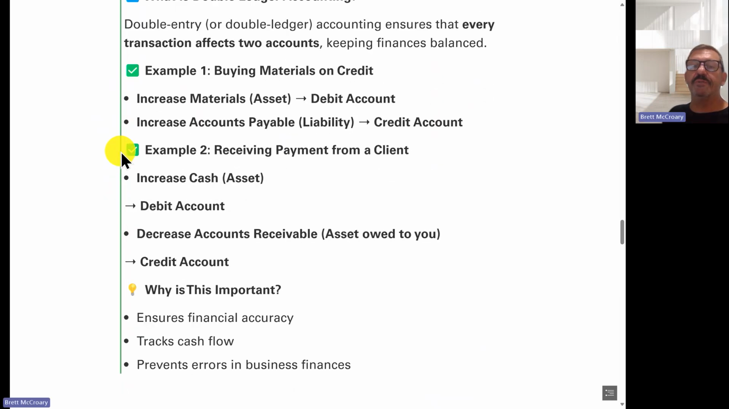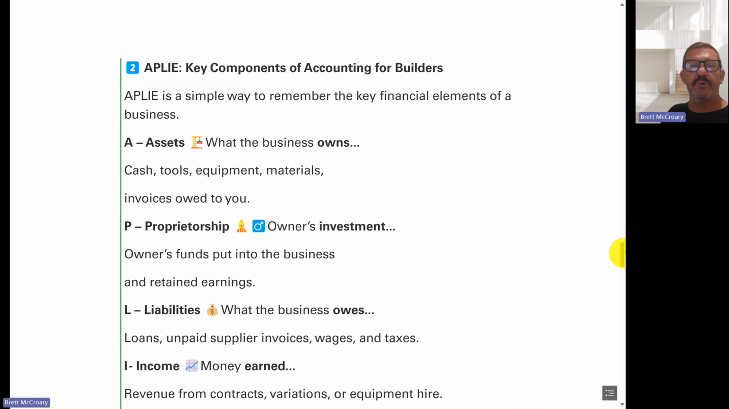We have another example: receiving payment from a client. That increases your cash, your asset, in your debit account, but it decreases accounts receivable, the asset owed to you. Now, that's your credit account. Why is this important? It ensures financial accuracy, tracks cash flow, and prevents errors in business finances. It needs to be done. If you set yourself up with business software like Xero or MYOB, that will be doing that for you.